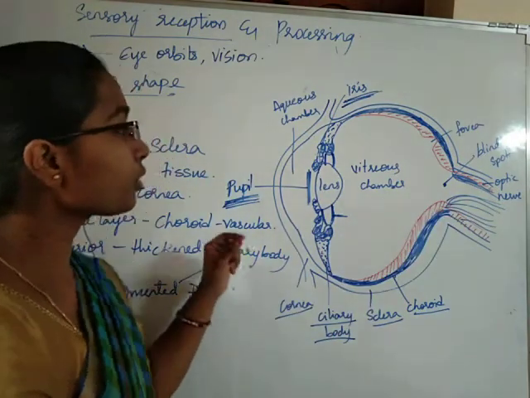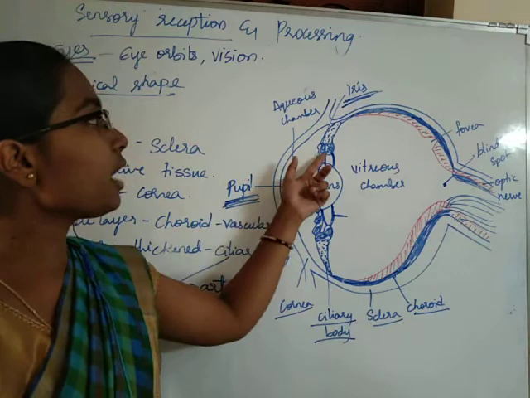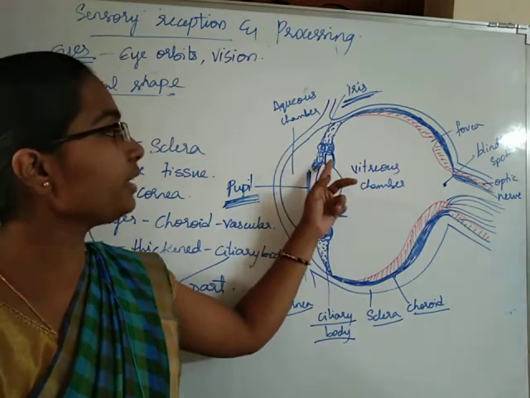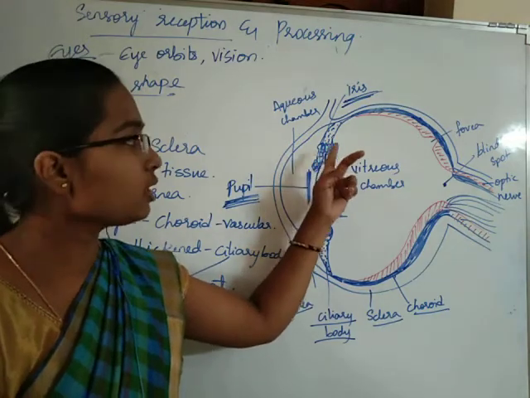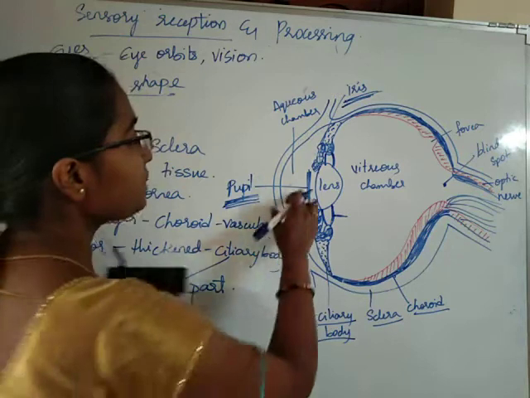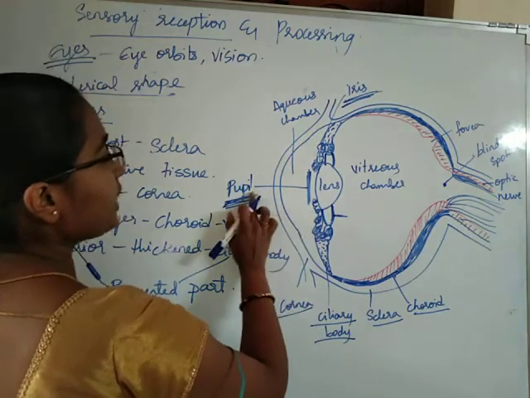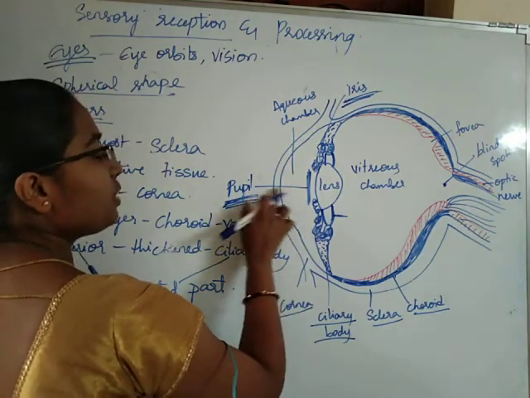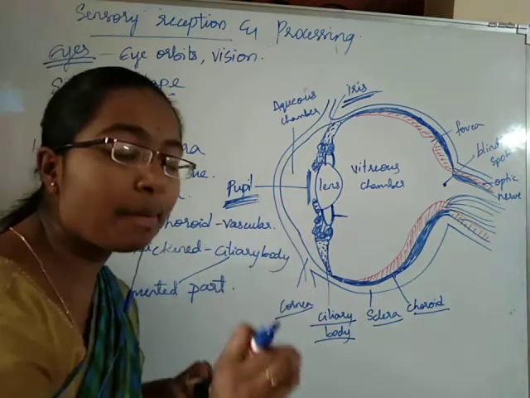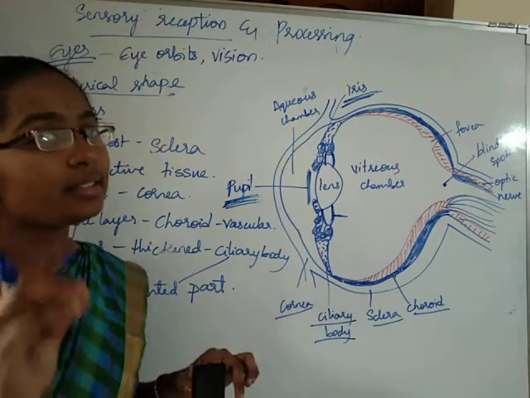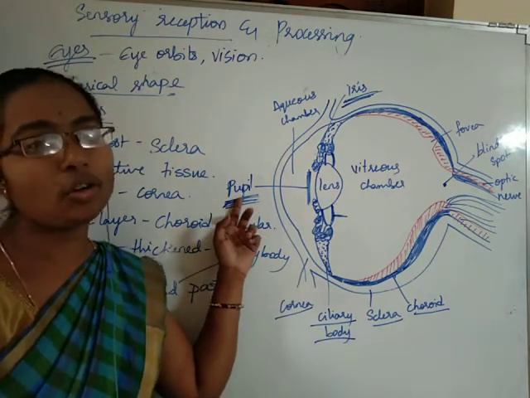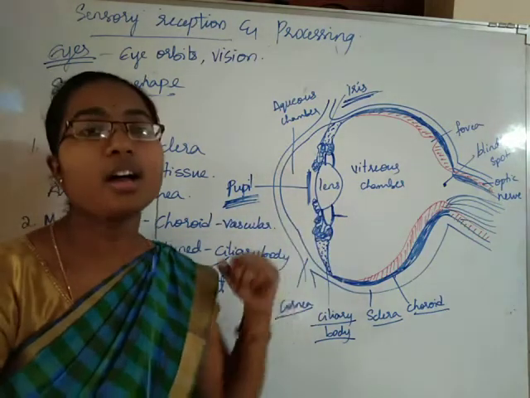Students, the lens is held in position by some ligaments which connect the lens to the iris. So the iris is holding the lens in its position. The space between the two irises is called the pupil. The pupil will regulate the amount of light entering inside the eyeball.